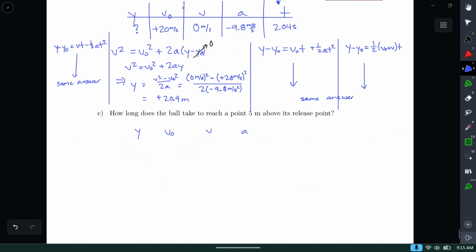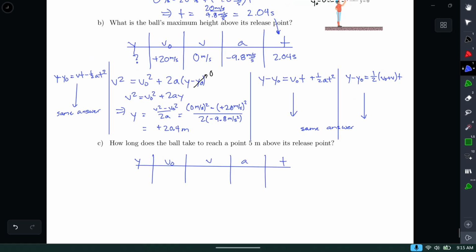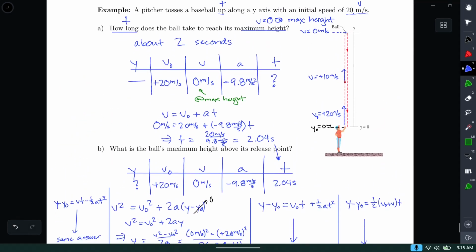We got one last one, and now the situation has changed. So we have to be careful. We have to reevaluate what it is we know and want to find. So it asks, how long does the ball take to reach a point 5 meters above its release point?